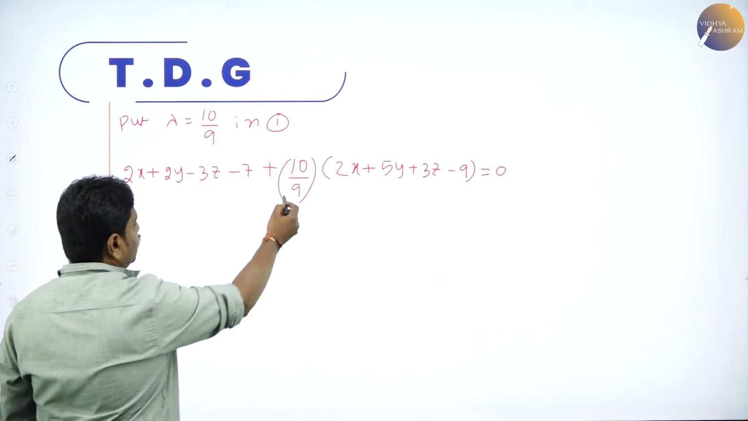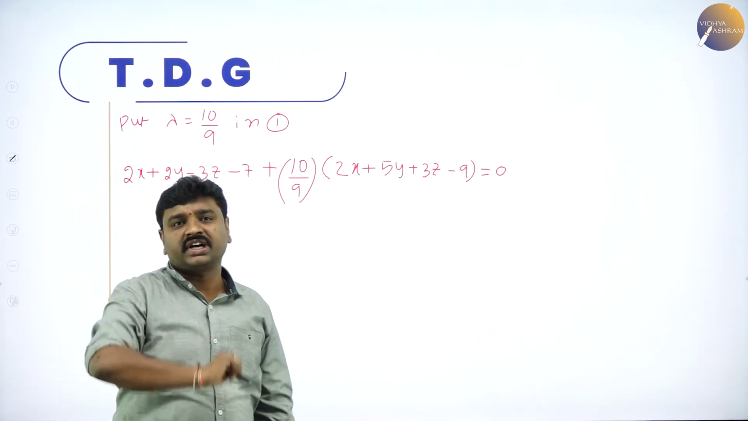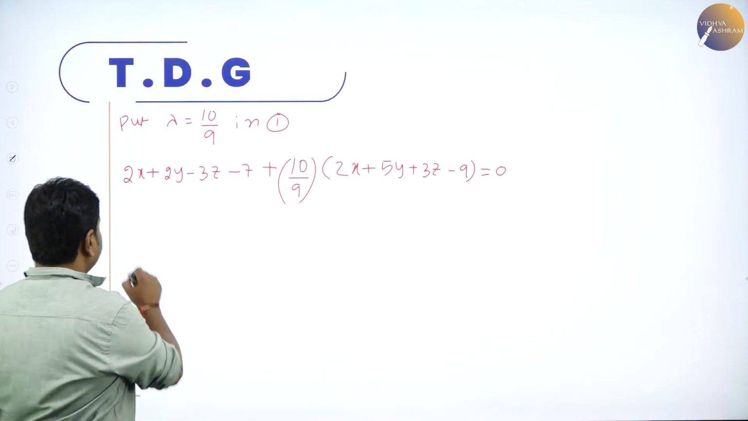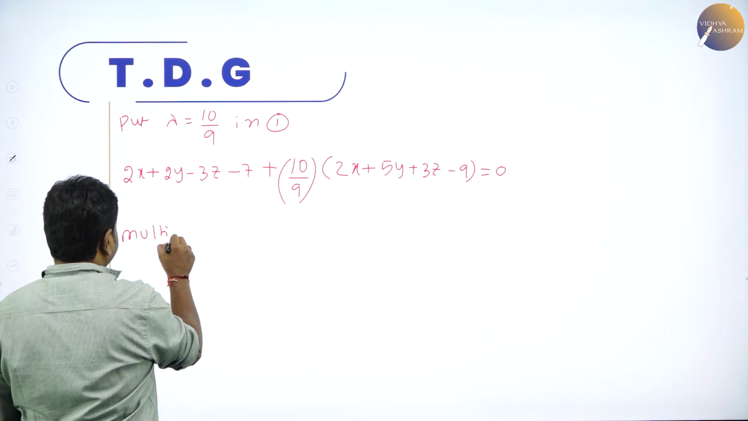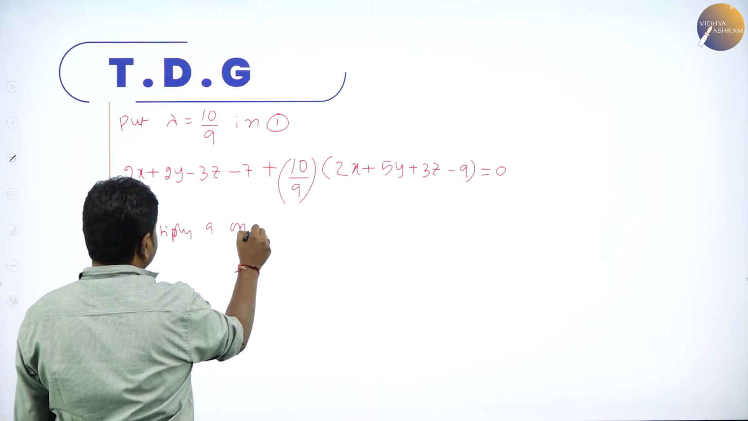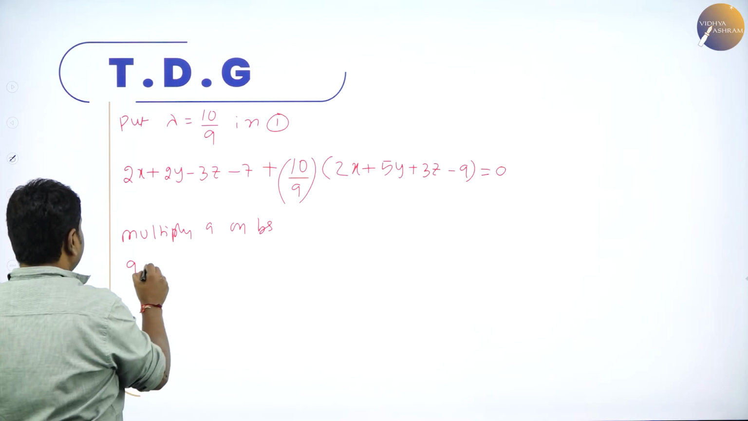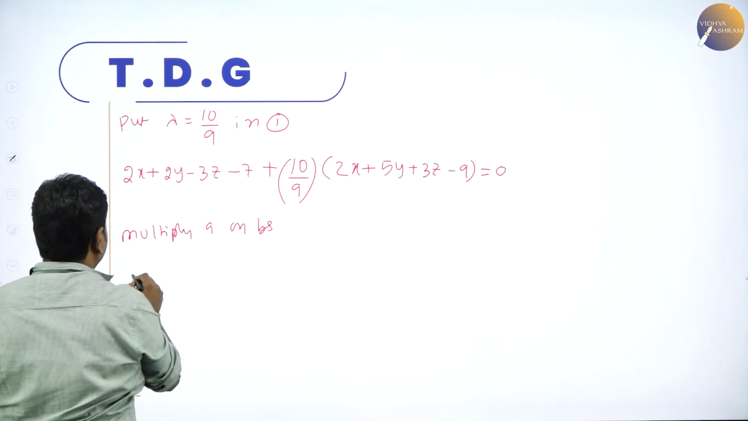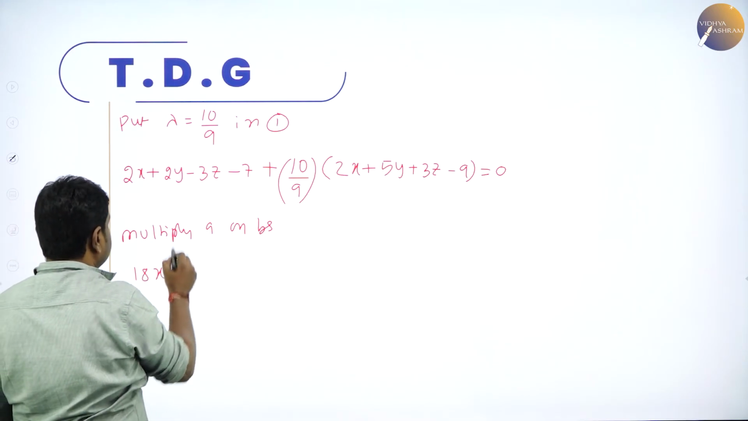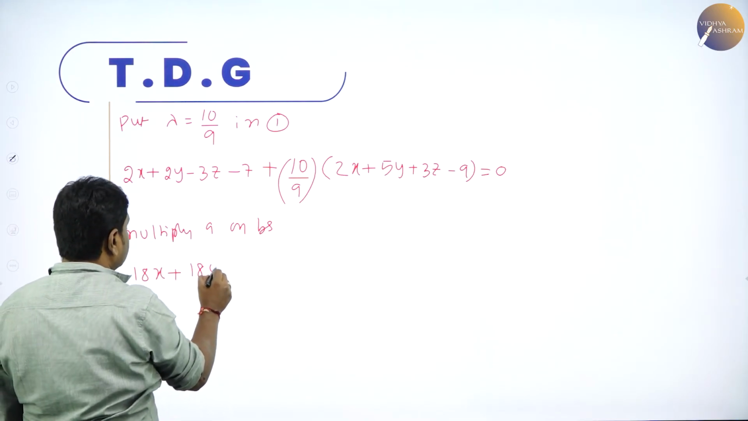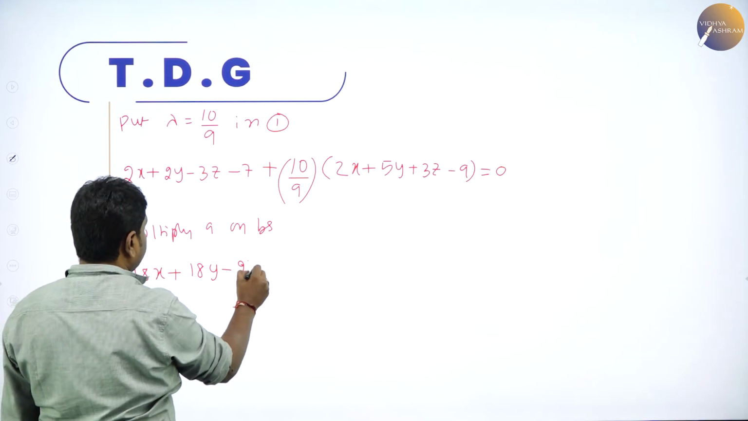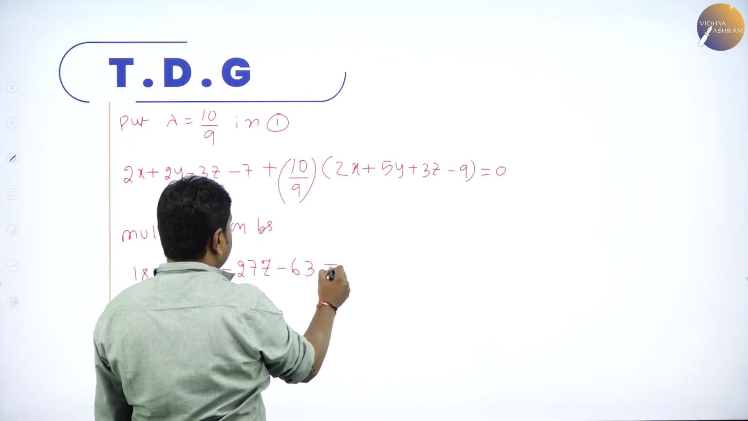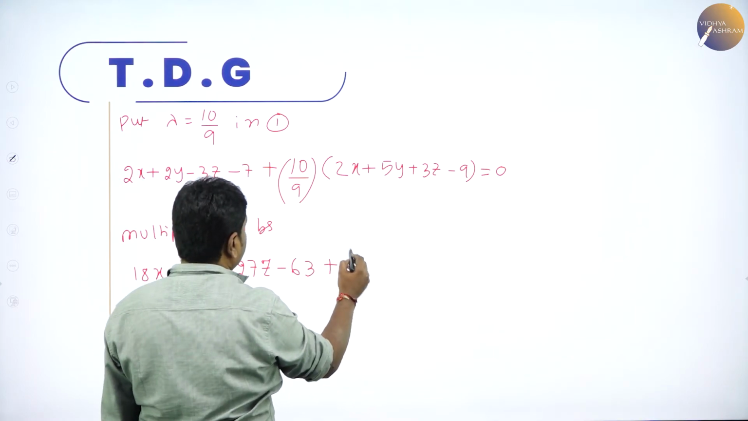So now the denominator is 9. Any equation should not contain a denominator, but it has 9. So how to avoid it? Multiply by 9 on both sides. So if you multiply, 9 2s are 18x, plus 9 2s are 18y, minus 9 3s are 27z, minus 9 7s are 63, plus the 9 cancels, and we are left with 10.